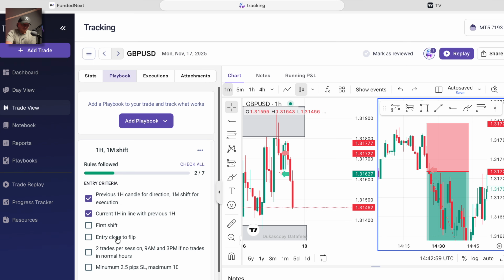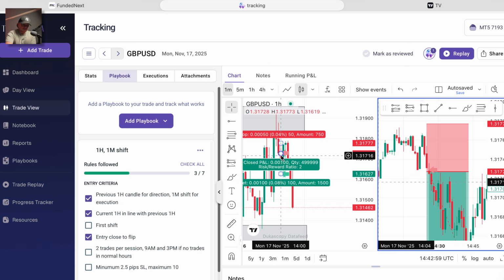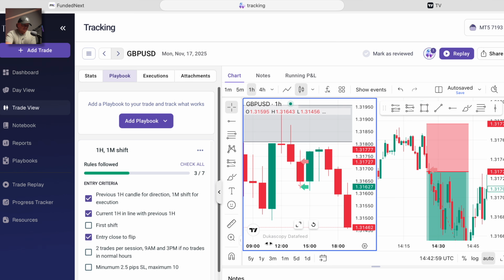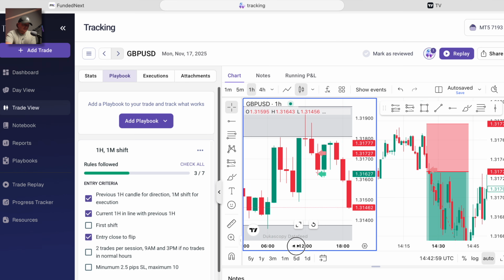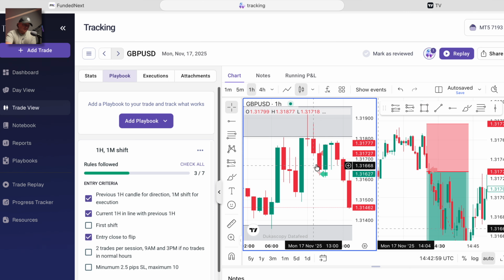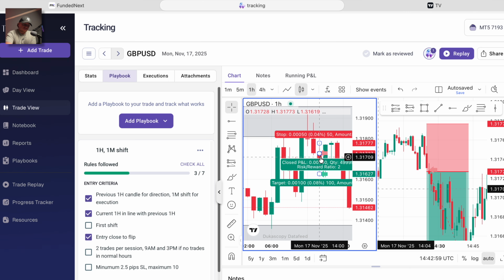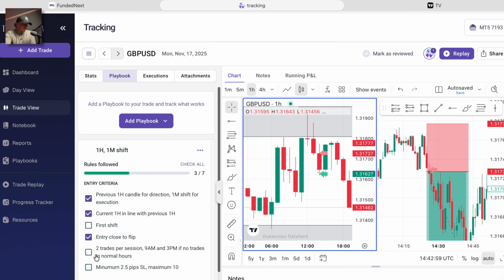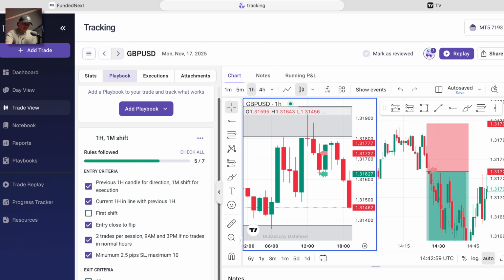However, the entry was close to the flip, so we can take that. So just as price starts pushing bearish is when we got into this trade, because from an hourly perspective, if we look at the average range of these candles, we've got plenty of room if we've just started pushing bearish to continue down. So it was close to the flip, which is important, and it's 2 trades per session because this was the second trade of New York. Minimum 2.5 pip stop loss and a maximum of 10. And then the exit criteria was a 2R. So 6 out of 7 rules followed on this trade.